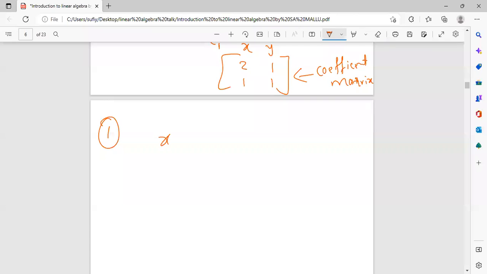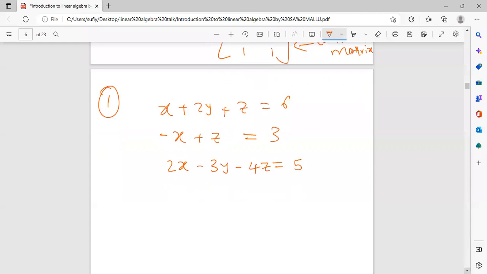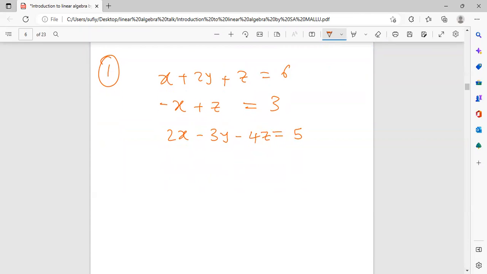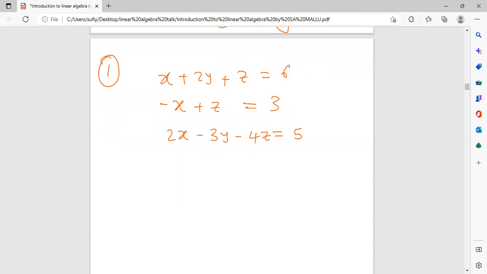Let us look at one more example. x plus 2y plus z equals 6, minus x plus z equals 3, and then 2x minus 3y minus 4z equals, let's just say, 5. My question now is, let us convert this into an augmented matrix. Now remember, as I said, the difference with an augmented matrix: in an augmented matrix, you include the constants k that are given in a system of equations, and in a coefficient matrix, we don't include that column.